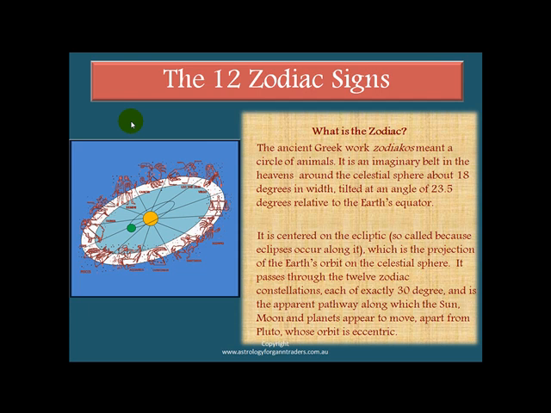It passes through the 12 zodiac constellations, each 30 degrees, and is the apparent pathway along which the sun moves, and the planets appear to move, apart from Pluto, whose orbit is very eccentric.